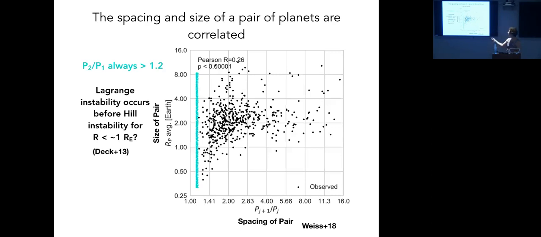So this is from a paper by Keck in 2013. I recommend checking it out. I think this is interesting because everyone always talks about Hill stability as the criterion for how close you can put two planets to each other. But these guys right here would be Hill stable much closer together than we currently observe them. So perhaps this period ratio at 1.2 and Lagrange instability is the reason that small planets don't get closer together than we observe them.